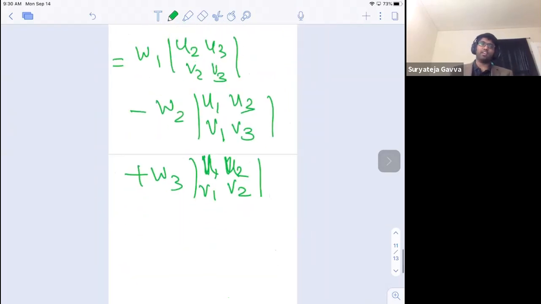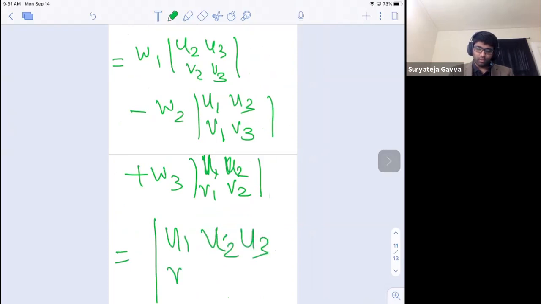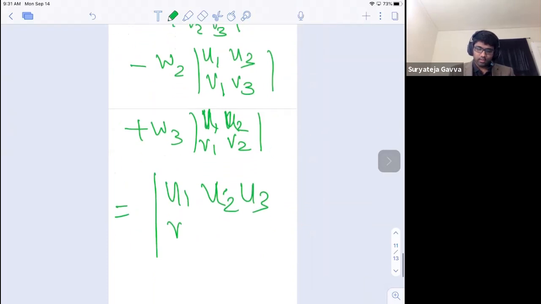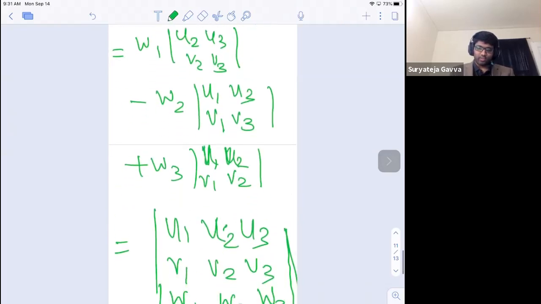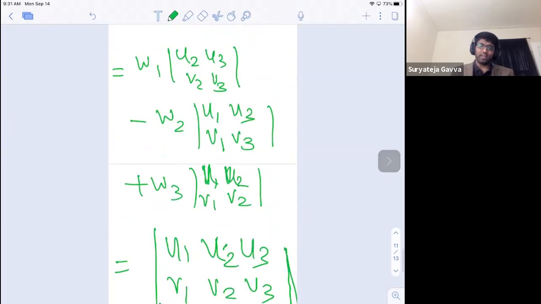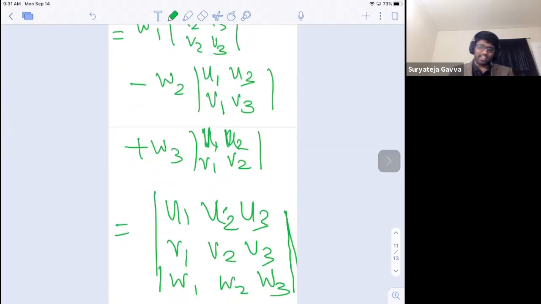Okay, so that's what you get if you take u cross v and dot it with the third vector w. And you can see that this is nothing but the determinant with rows u1, u2, u3, v1, v2, v3, w1, w2, w3. This is also in terms of determinants, so you can see that that also is a determinant.